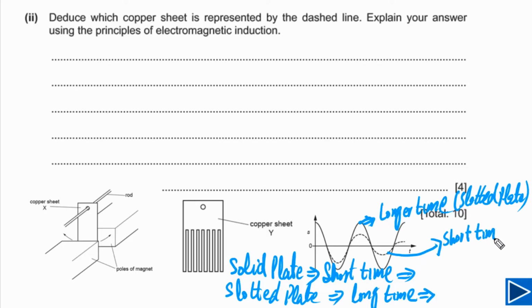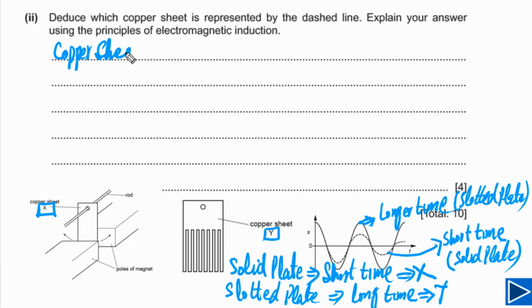So it will take a shorter time to stop, and shorter time is taken by the solid plate. X is the solid plate. So shorter time is taken by the solid plate and longer time is taken by Y, and this one is the slotted plate. The question is asking about the dashed line. So the dashed line is representing the solid plate, or we can say it is representing copper sheet X. So this is 1 mark. If you write this down, you will get 1 mark.